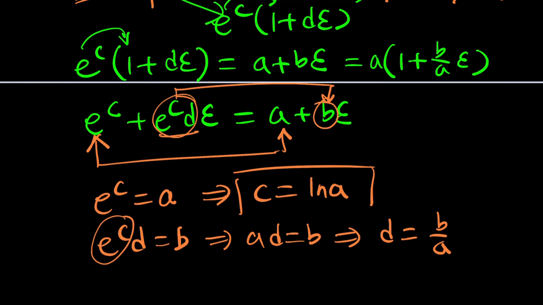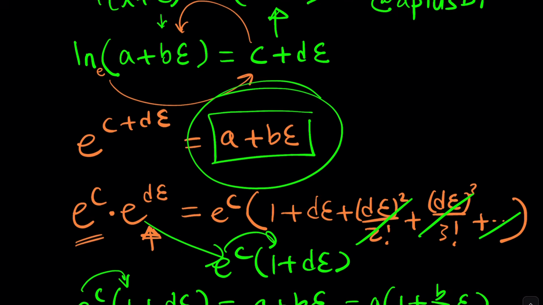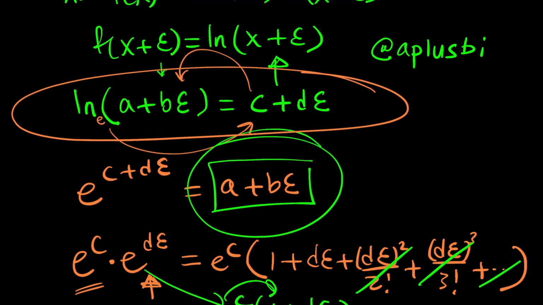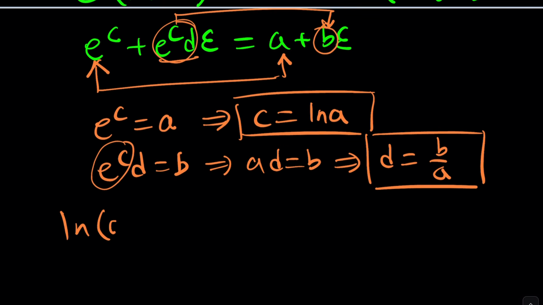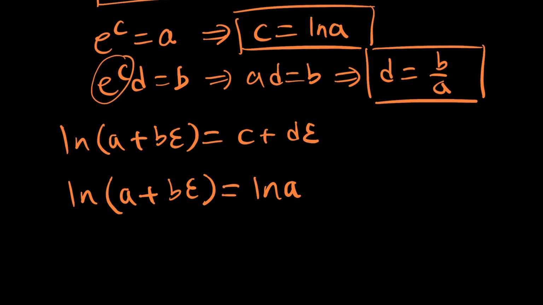So we got c in terms of a, d in terms of a and b. We're good. Now, where did this come from? It comes from here. We assume that ln of a plus b epsilon is c plus d epsilon. Now we're going to replace, are you ready for this? c with ln a and d with b over a, times epsilon. Awesome. So to take the ln of a dual number, you take the ln of its real part, plus divide the dual part by the real part and then multiply by epsilon. That's going to give you the dual part.